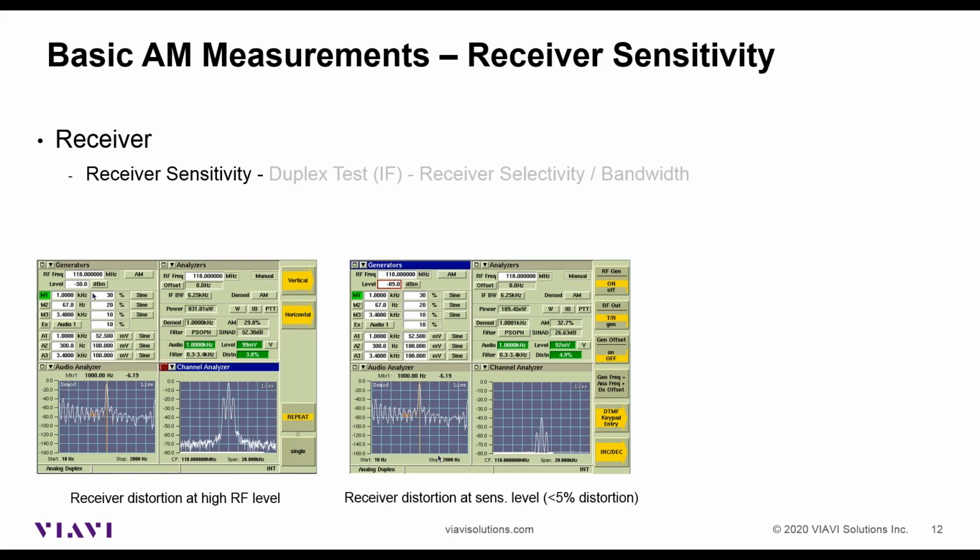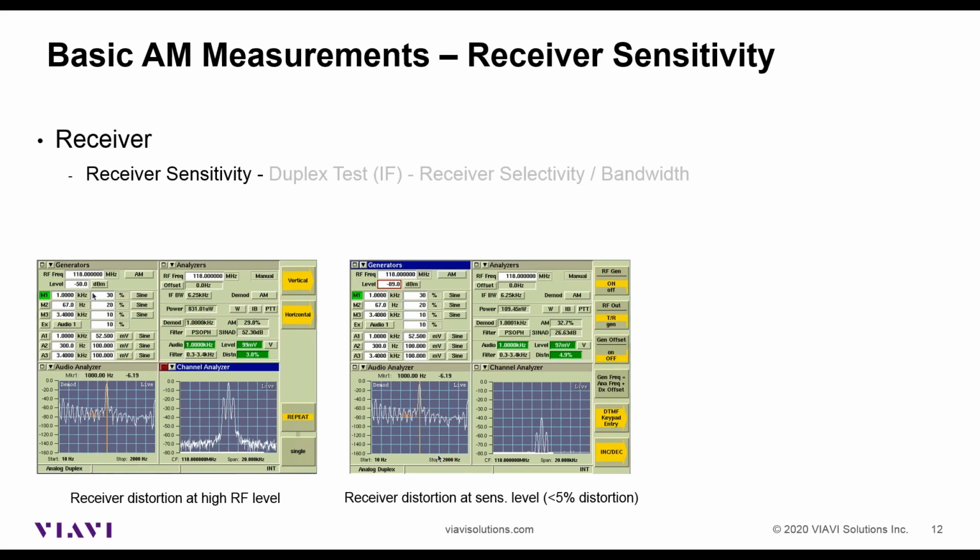So yeah, I was talking about receiver sensitivity here. Let me recap very quickly. On the left-hand window, I've set the power to -50 dBm into the radio, so a nice strong signal. I've got a 30% AM signal and a 1 kilohertz modulation tone. If I look at the analyzer window in the audio section, you see all my measurements are green. It's recovering that 1 kilohertz audio, and I have reasonable distortion. I've set my distortion limit to 5%.